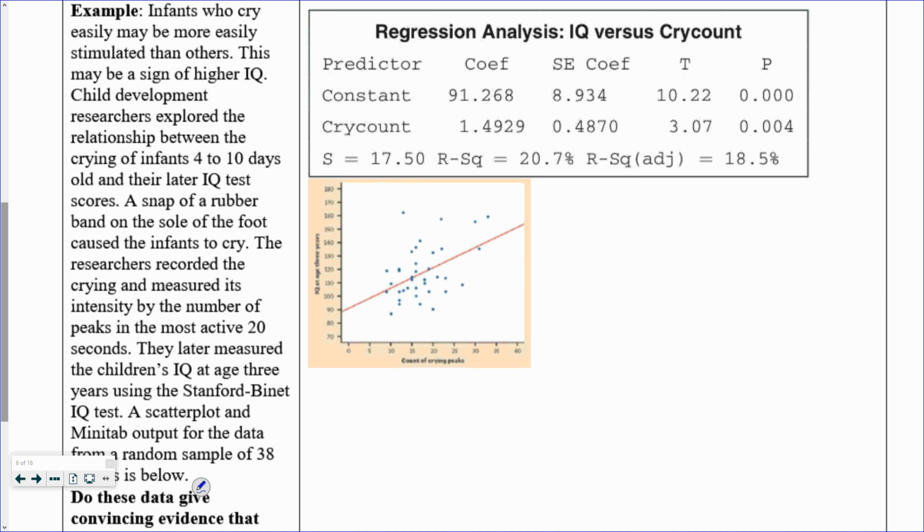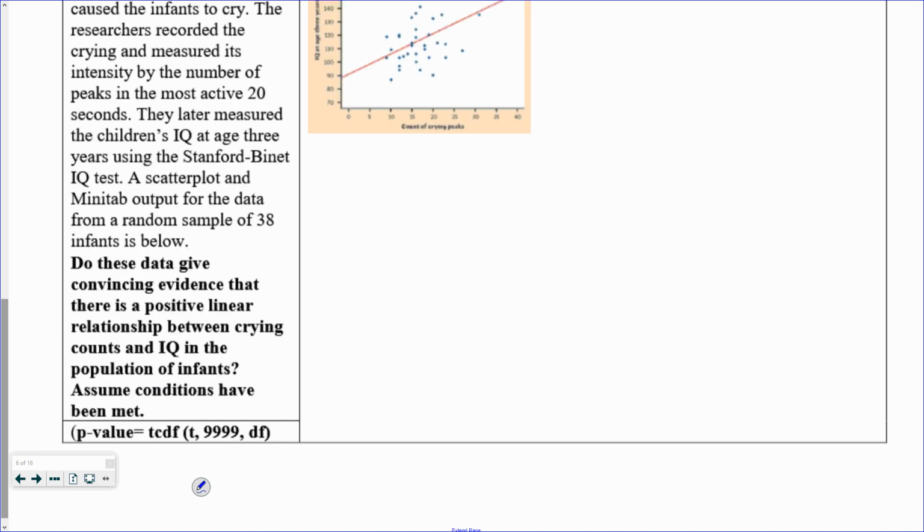Counted how long they cried for. We later measured their IQ, and we got this nice little scatter plot. So let's do a test here. A scatter plot, and then Minitab data output for the data show a random sample of 38. Again, that's your n value. Do these data give convincing evidence that there is a positive linear relationship between crying counts and IQ? Assume conditions have been met.